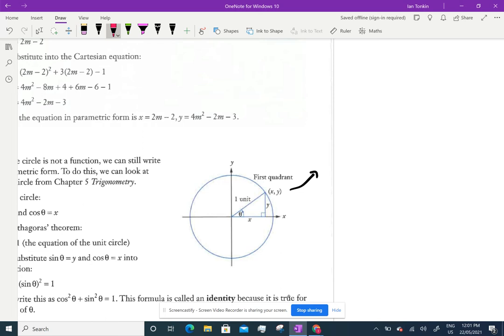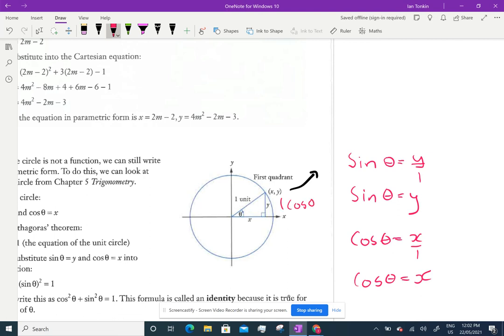Well, what do we know? Just look at that little right-angled triangle in there. Sine theta equals y over the hypotenuse, which is y over 1. So sine theta equals y. Cos theta equals x over 1. So cos theta equals x. Now, because circles are just bigger or smaller versions of the same thing, we'll be able to write this really easily. So this coordinate can be written as cos theta, sine theta.